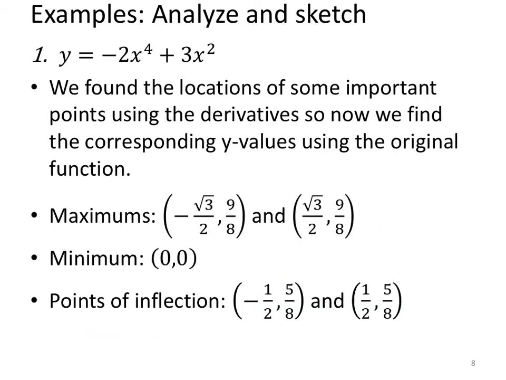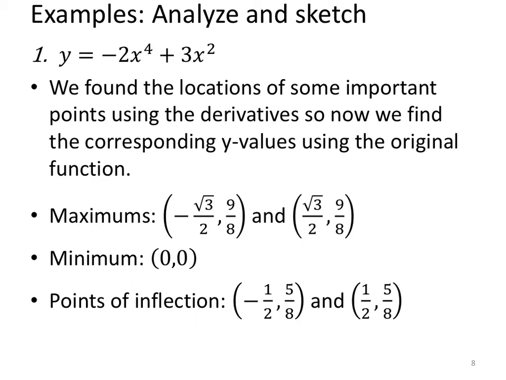So we found some locations of important points using the derivatives. Now we want to find the corresponding y values in the original functions. Now I know there are maximums, negative square root of 3 over 2 and positive square root of 3 over 2 as x values. To get the 9/8, the y values, I always go back to the original function. I know there's a minimum at 0. I happen to know 0, 0 is a point on the graph, but if I forget that, the minimum at 0, I can evaluate and I can see that, yeah, 0, 0 is going to be a minimum.